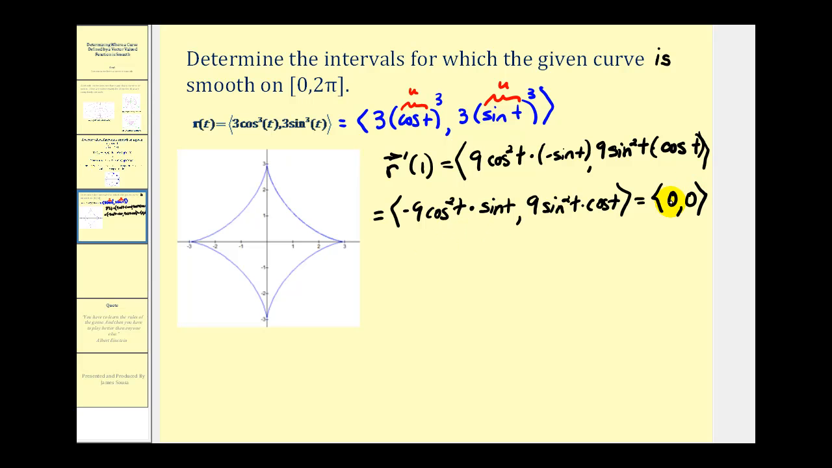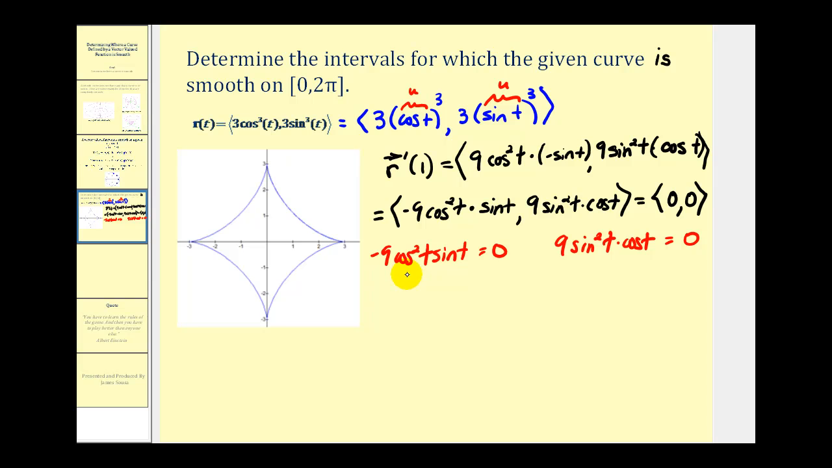So what that means is we want to determine when negative 9 cosine squared t sine t is equal to 0, and when 9 sine squared t cosine t is equal to 0. So we want the value of t where both of these equations would be equal to 0 at the same time. Now remember, to solve these trig equations, we want to have it in terms of one trig function.